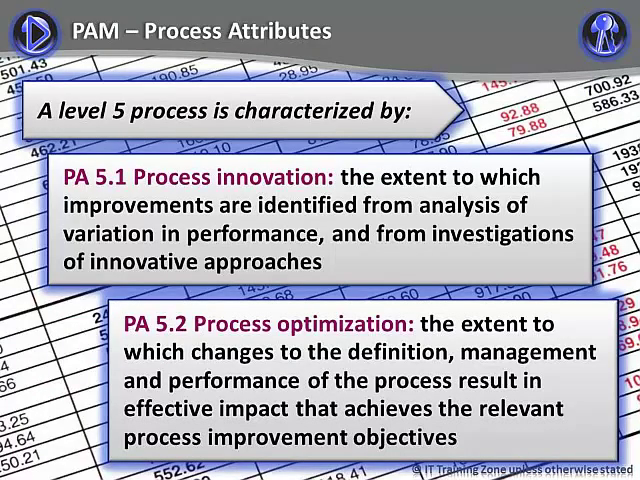And finally, the process attributes that characterize a Level 5 process are PA 5.1 Process Innovation. A measure of the extent to which changes to the process are identified from analysis of common causes of variation in performance and from investigations of innovative approaches to the definition and deployment of the process. PA 5.2 Process Optimization. A measure of the extent to which changes to the definition, management, and performance of the process result in effective impact that achieves the relevant process improvement objectives.